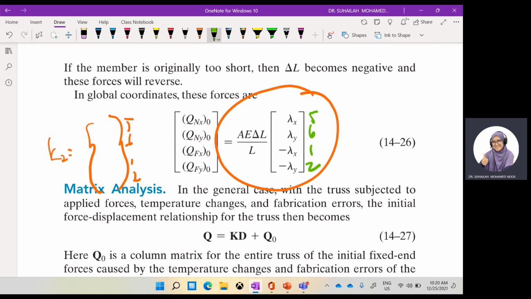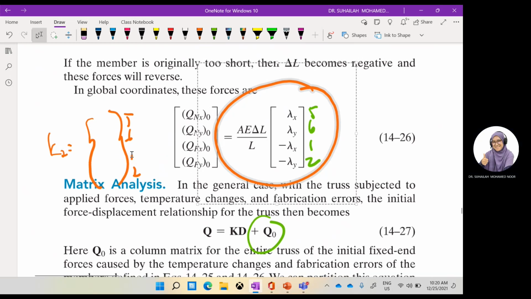So for equivalent element nodal forces, we have to do element by element first, then only combine to get the equivalent nodal forces. We get equivalent nodal forces from equivalent element nodal forces. So this is the formula that we are going to consider. We have to add this to the stiffness equation. We have to put Q naught whenever we have the effect of temperature and fabrication error.